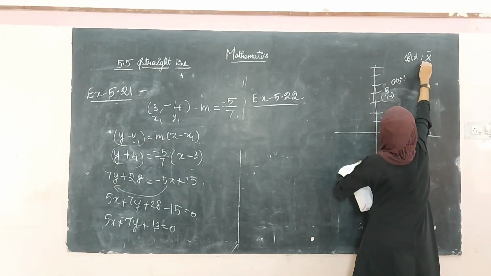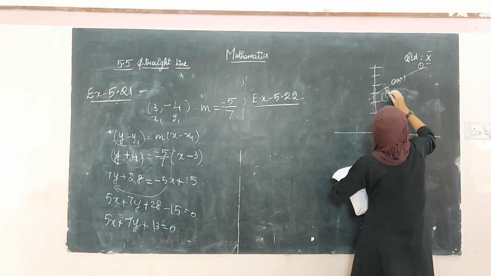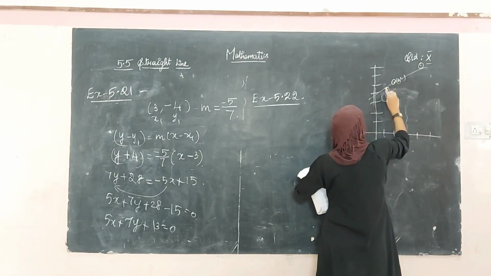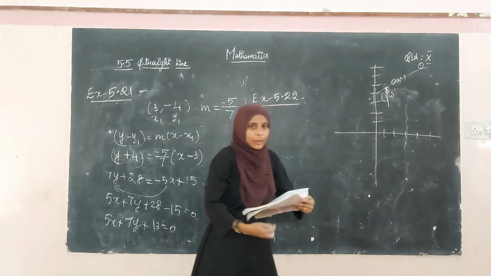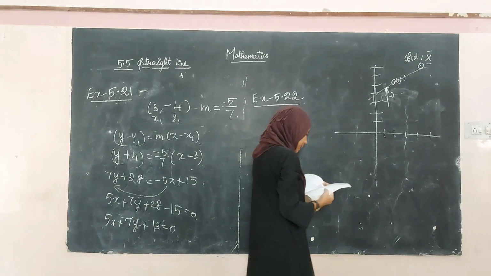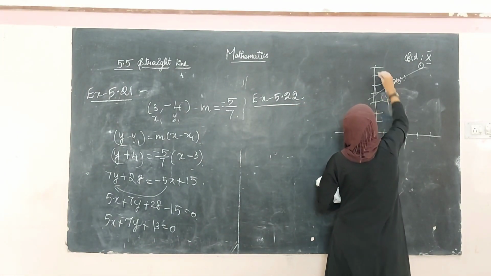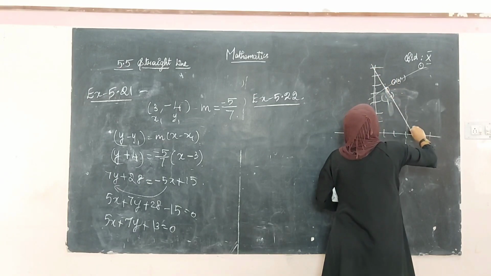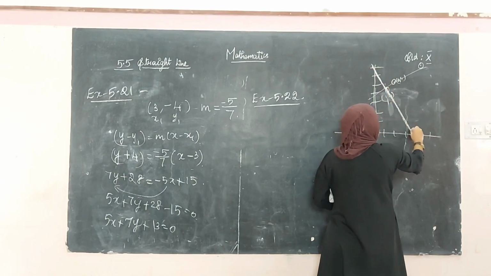This is 4, 7. Okay, so this is a straight line, and the line we are drawing is perpendicular to this. Okay, so what we have to do is find the equation of this straight line.